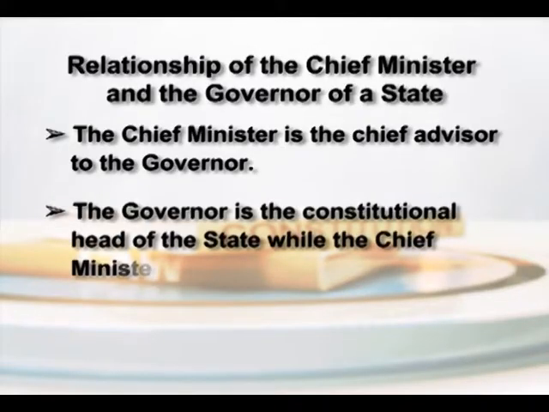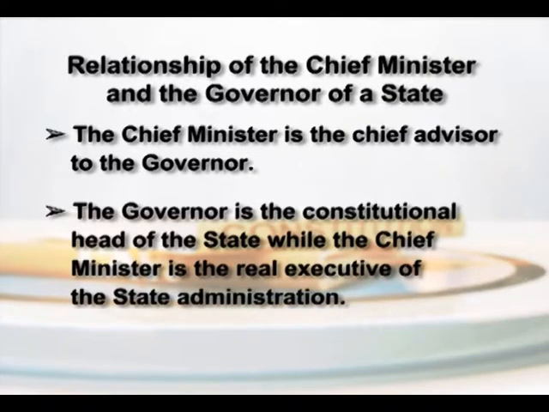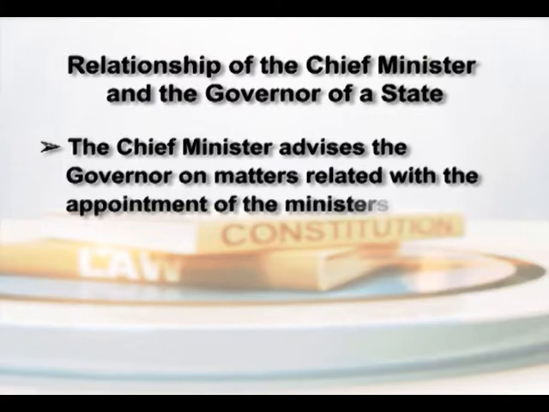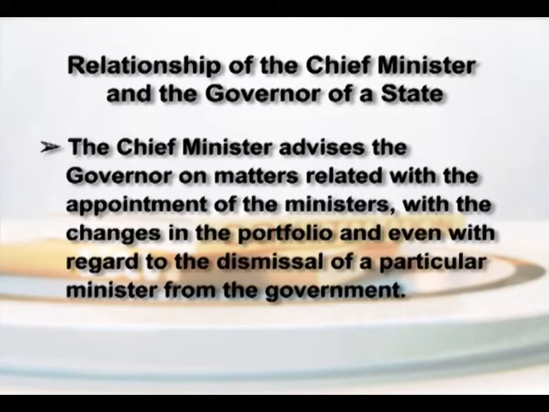So, he is the constitutional head of the state, the governor is a constitutional head of the state, while the Chief Minister is a real executive of the state administration. The Chief Minister advises the governor on matters related with the appointment of the ministers, with the changes in the portfolio, and even with regard to the dismissal of a particular minister from the government. In fact, the relationship between the Chief Minister and the Governor to a great extent depends on the interpersonal equation of both personalities, their mutual understanding and cooperation.